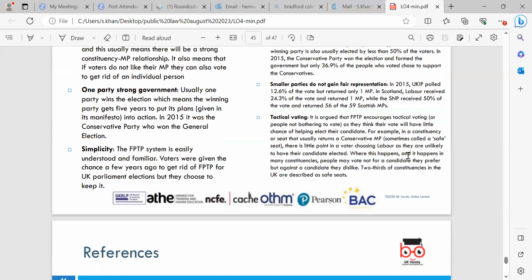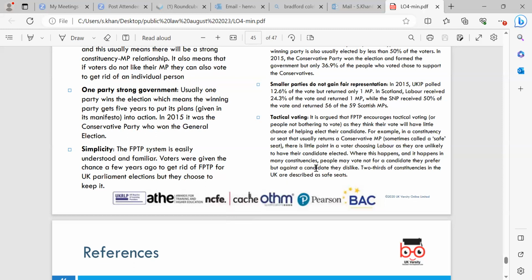Tactical voting. It is argued that the first past the post system encourages tactical voting, which is a disadvantage, as they think that vote will have little chance of helping elect their candidates. For example, in a constituency or seat that usually returns a Conservative MP, sometimes called a safe seat, there is little point in a voter choosing Labour, as they are unlikely to have their candidate elected.